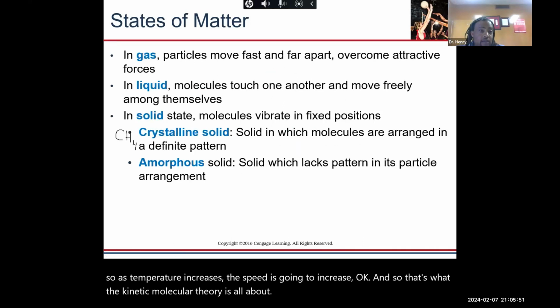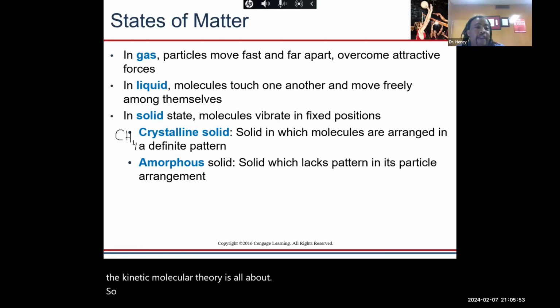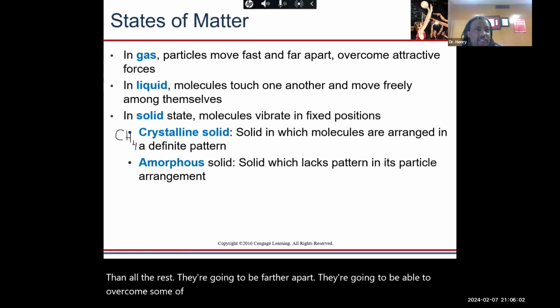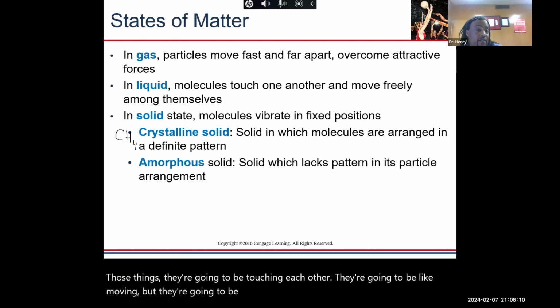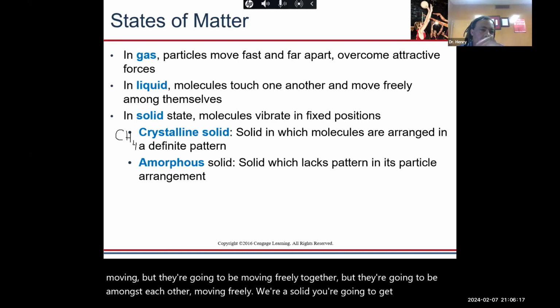Gas particles are going to be moving faster than all the rest. They're going to be farther apart. They're going to be able to overcome some of those attractive forces that are kind of sticking them together. Liquids are going to be touching each other. They're moving, but moving freely amongst each other. Whereas in a solid, you're going to get vibrations, barely any movement.